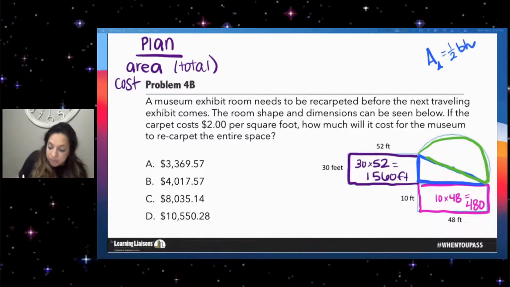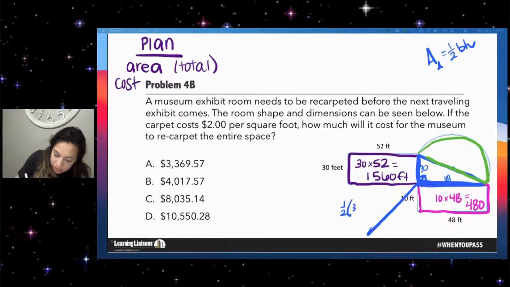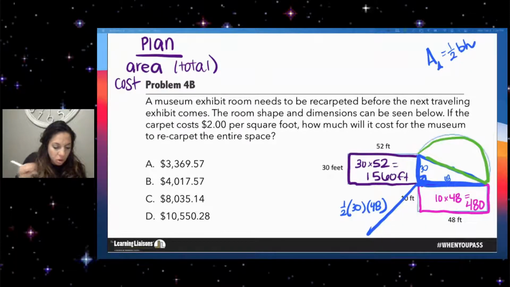So in this case, my base is down here. My height is right here, and they gave us both of those measurements. This is 30. This is 48. So I'm going to do 1/2 times base times height, which is going to equal 720.